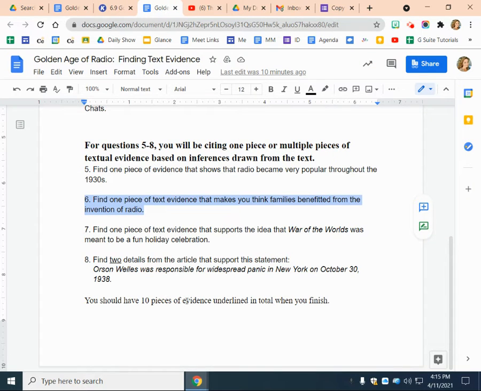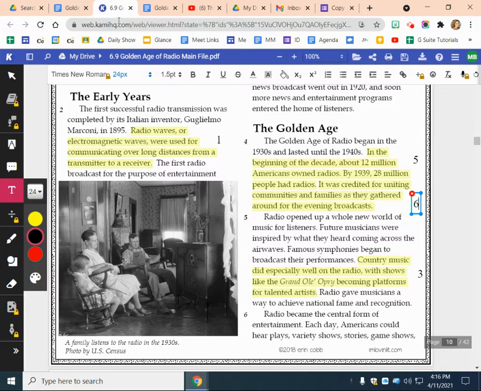We're almost done. We have 2 more. Number 7. Find one piece of text evidence that supports the idea that War of the Worlds was meant to be a fun holiday celebration. It did not turn out to be fun for a lot of people, as you know, but it was meant to be fun, a fun holiday celebration. So we need to find some evidence that supports that idea.